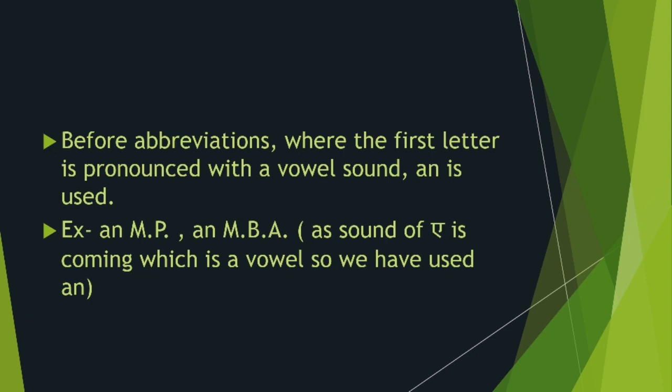Before abbreviations, where the first letter is pronounced with a vowel sound, an is used. What are abbreviations? Short forms. Like an MP. Now in MP, which sound is coming? An em sound is coming, which is a vowel sound. So you will use an. Same way, an MBA. Again an em sound is coming, and that is a vowel sound. That's why we have used an. So you have to check the sound, vowel sound or consonant sound.